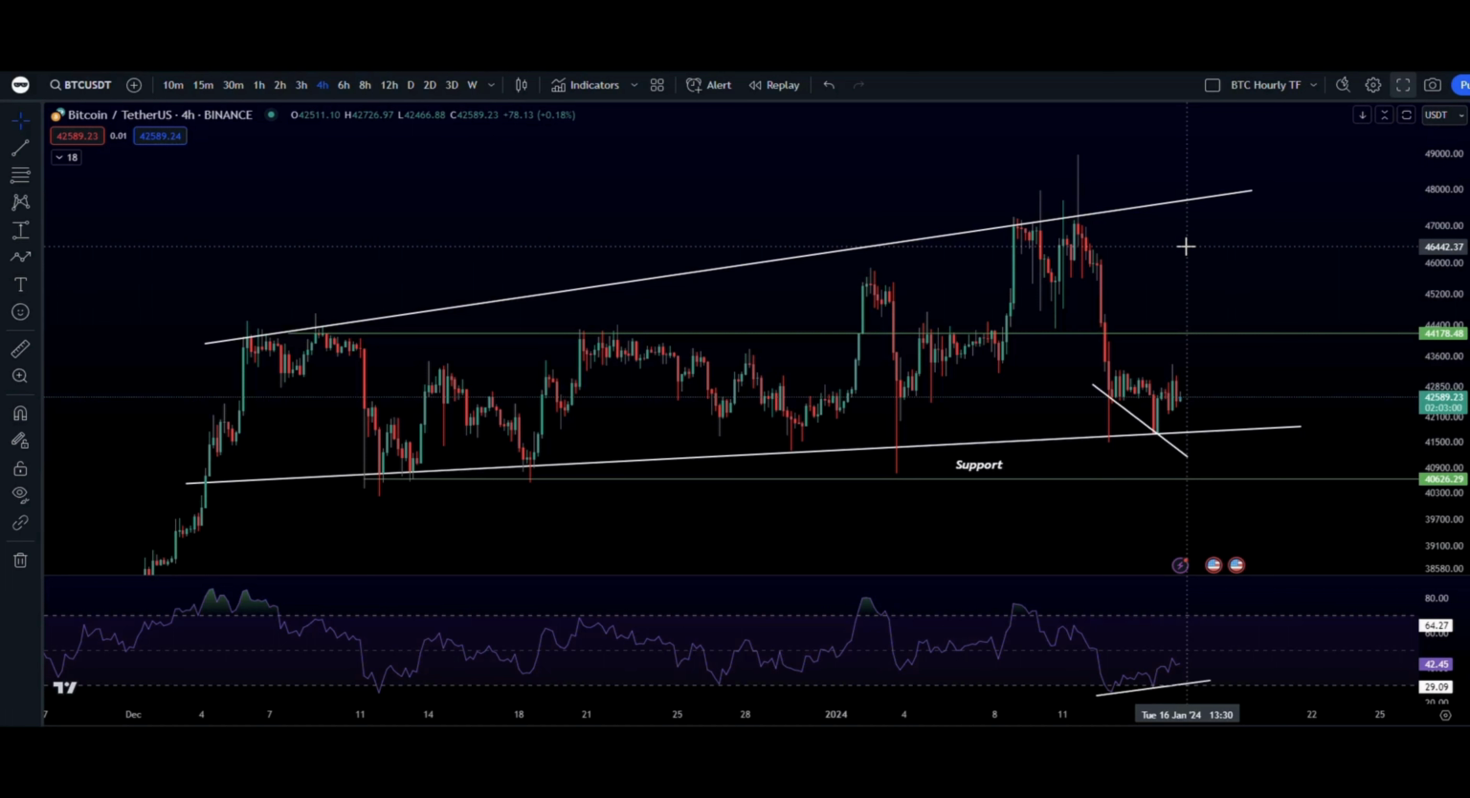What's up traders, on today's video we'll be analyzing the Bitcoin chart using all the time frames, the hourly time frame, the daily time frame, and also weekly time frames. So let's get started with the hourly time frame first. We'll be using the 4-hour time frame chart to analyze this Bitcoin price.